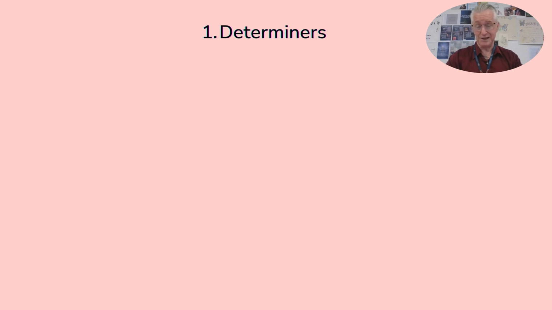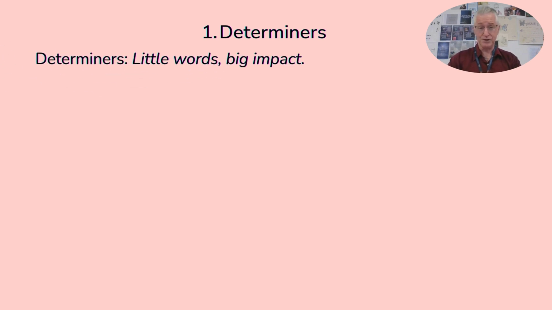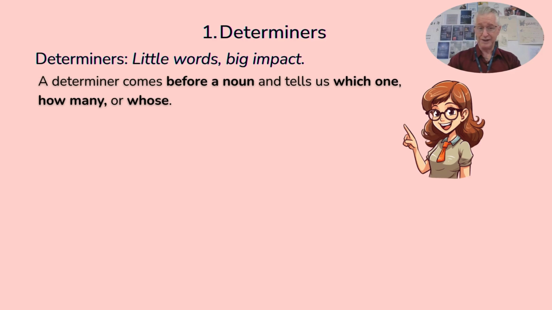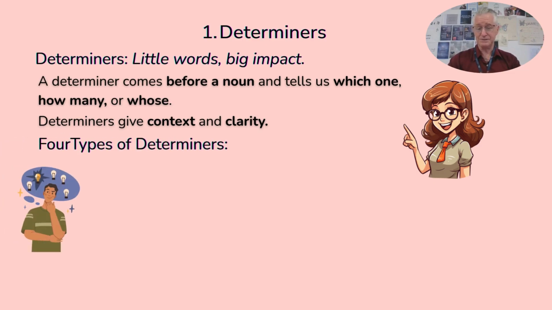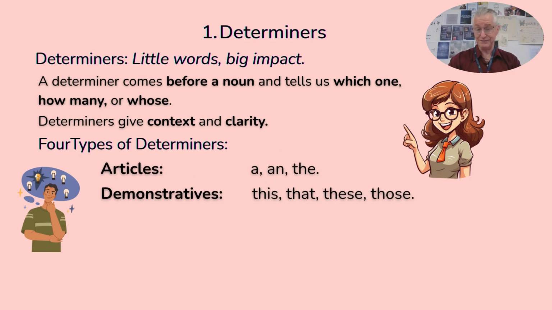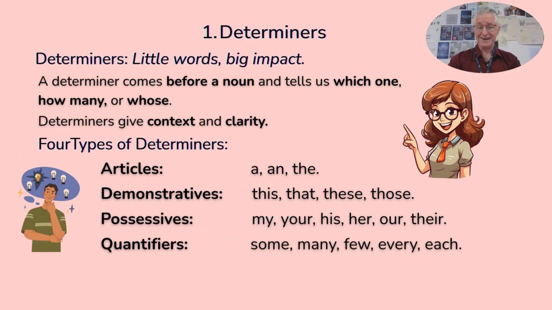Determiners. So what are determiners? Well, they're little words with a big impact. A determiner comes before a noun and it tells us which one, how many, or whose. Determiners give context and clarity to your writing or speaking. There are 4 types of determiners that we're going to look at: articles, demonstratives, possessives, and quantifiers.